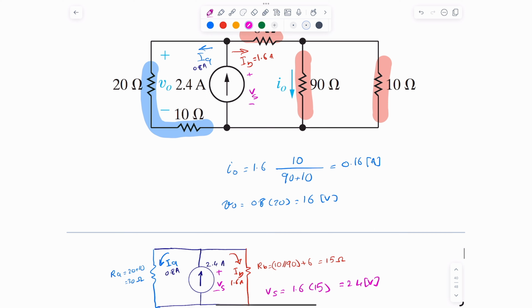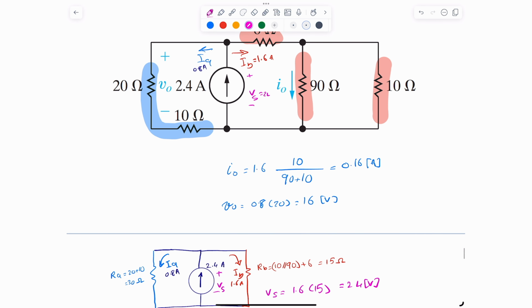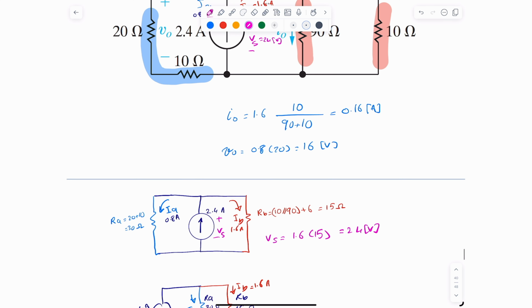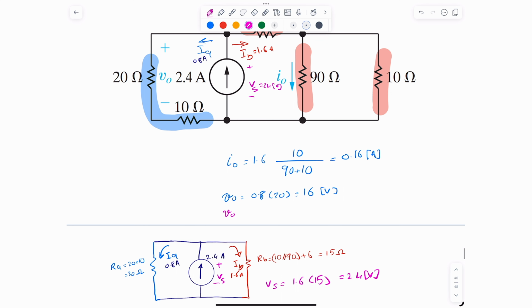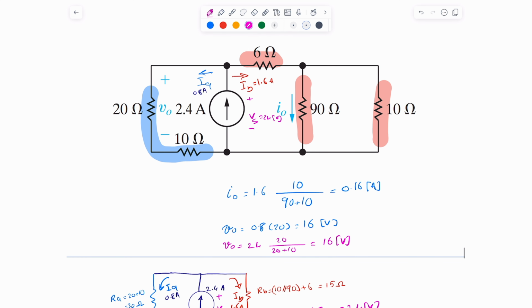So I can say that this particular 24 volts gets divided between the 20 and the 10, and I can apply the voltage division rule to figure out that V output. So I can say V output is simply the 24 gets divided between the 20 and the 10. And you can compute it. Hopefully we'll get that 16 volts. And yes, we do. That's 16 volts. It's the same number, but we just used voltage division to do that.